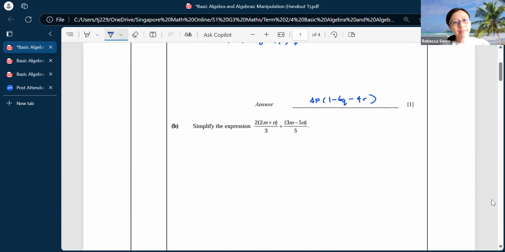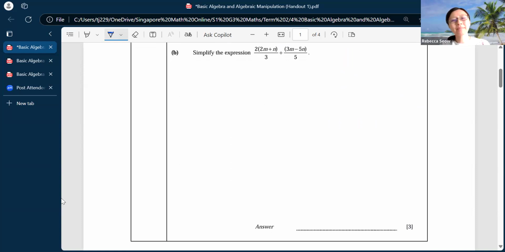Okay, now part B, simplify the expression. Let's write down the question. And as we write, we also ensure there is no transfer error. Now let's look further into the question and see what clues we can pick up in order to continue to simplify it. Firstly, there are 2 fractions. So when there are 2 fractions and we are asked to simplify, it means that we have to combine the 2 fractions to make one single fraction.